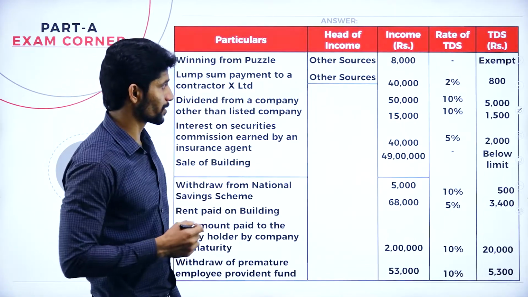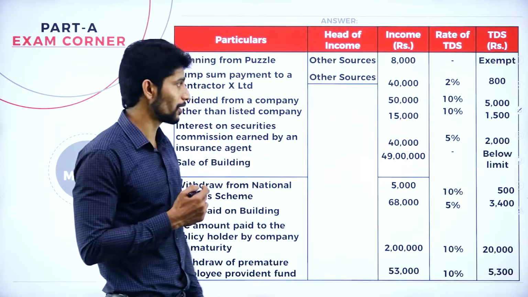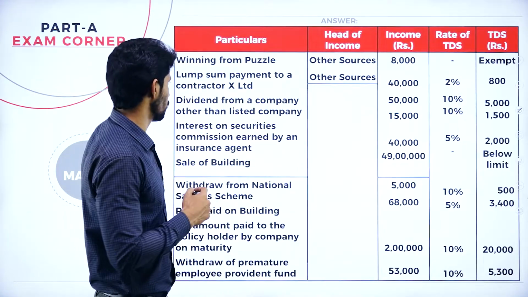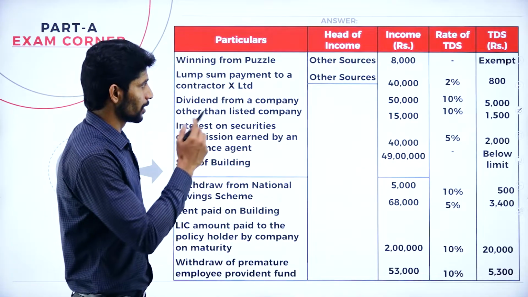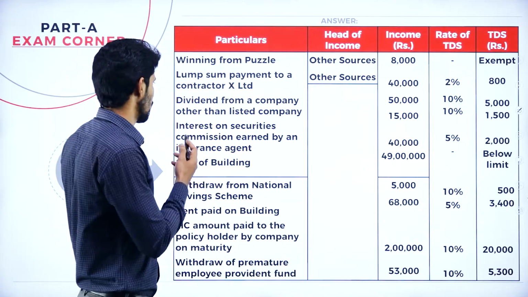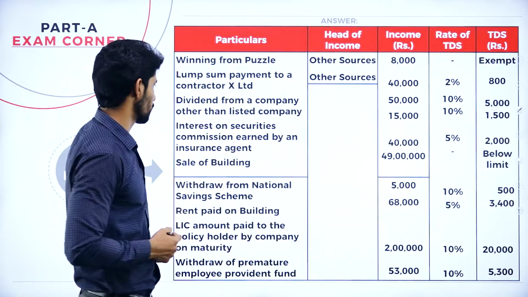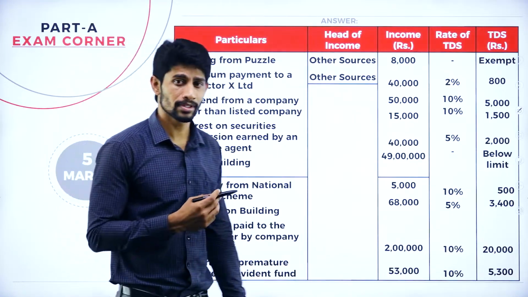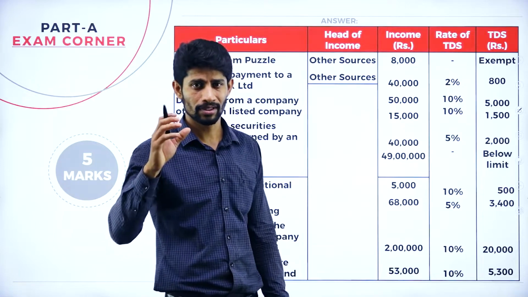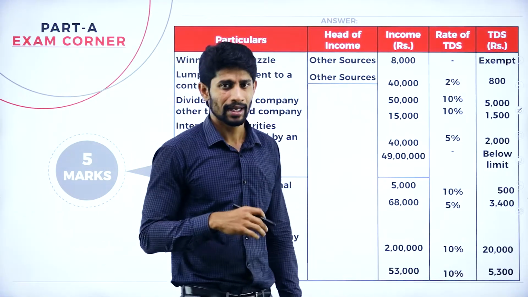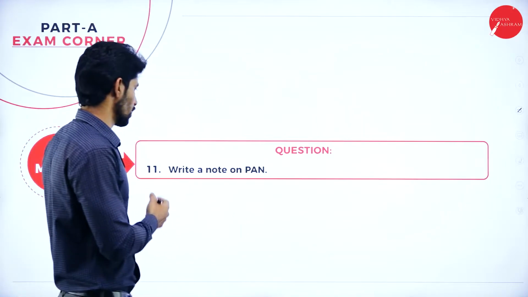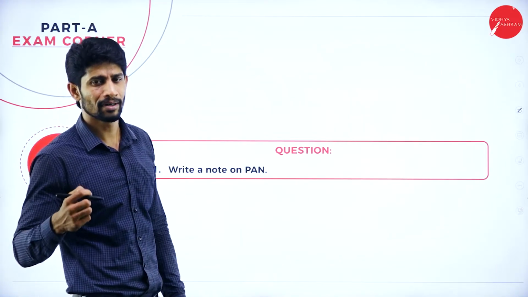Winning from a puzzle is exempt because it is less than 10,000, and a lump sum payment to a contractor is 2%. Dividend from a company receiving 50,000 is 10%, other than a listed company. Interest on securities is 10%. If you know the percentages of TDS, you can easily score 5 marks. And next, they might ask a question, write a note on PAN, that is permanent account number.